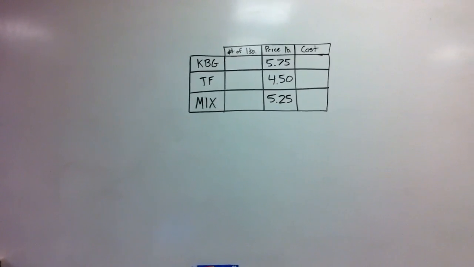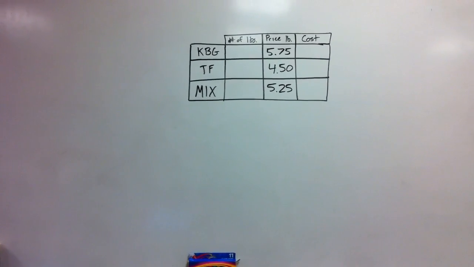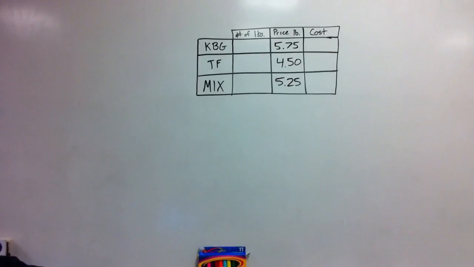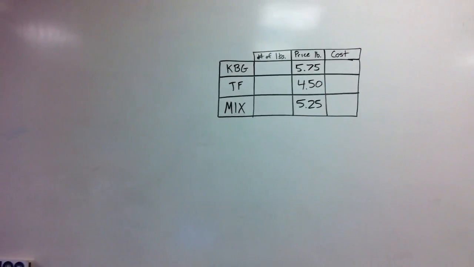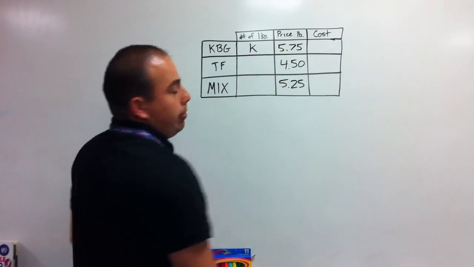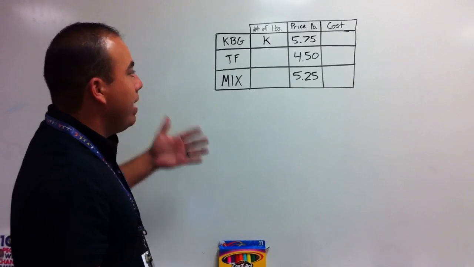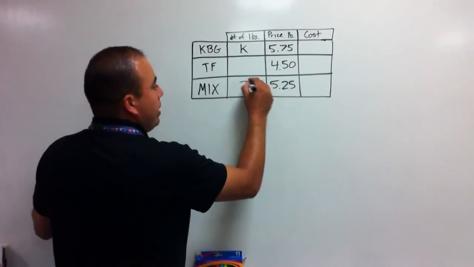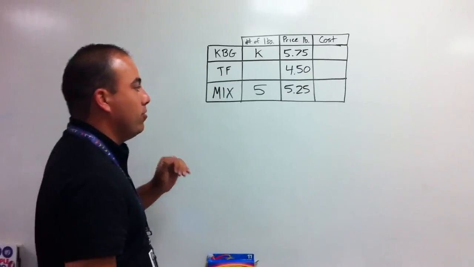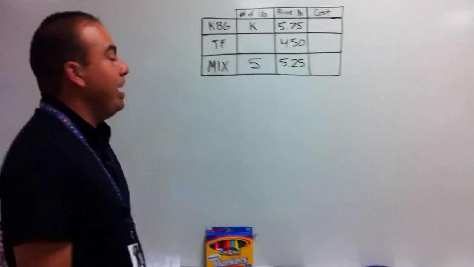Let K represent the amount of Kentucky bluegrass seed the nursery uses in 5 pounds of the mixture. So K is going to be the amount of Kentucky bluegrass. Now, it also said 5 pounds. So the 5 pounds is the mixture right here. So we know that this is going to be 5 pounds of mixture that they're going to sell for $5.25 a pound, because it said that the nursery uses 5-pound bags of the mix.